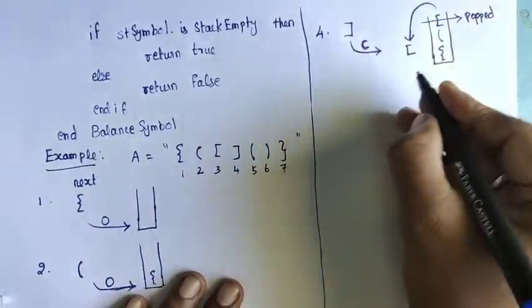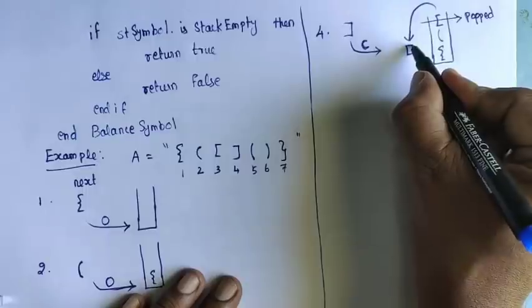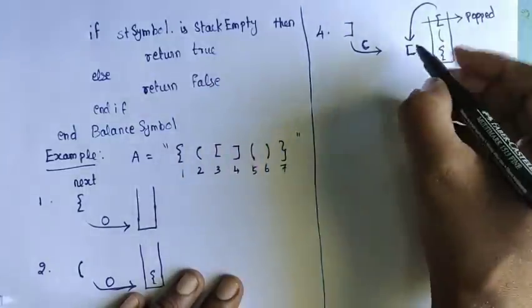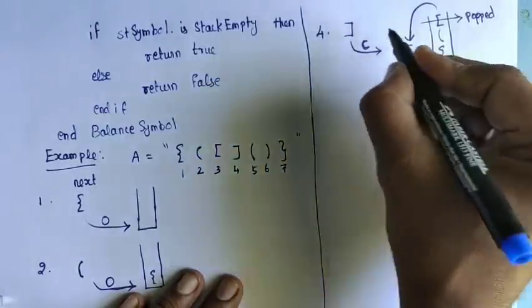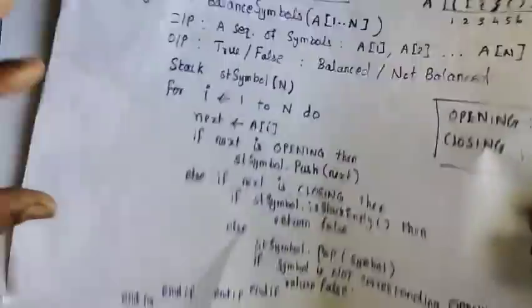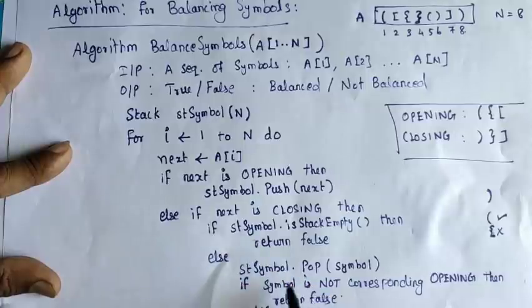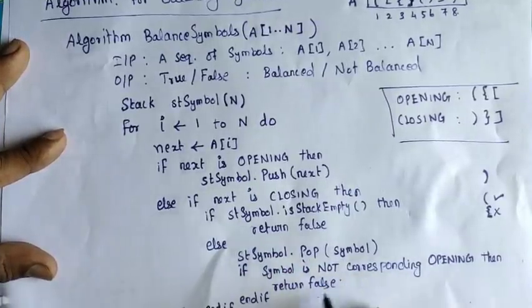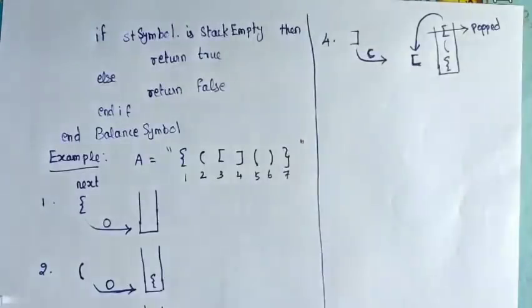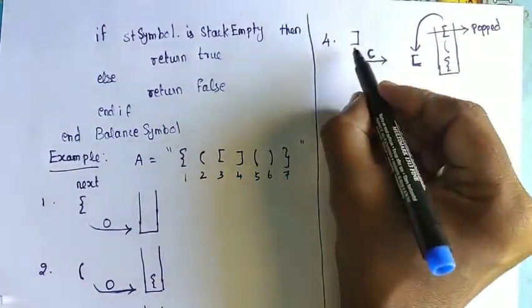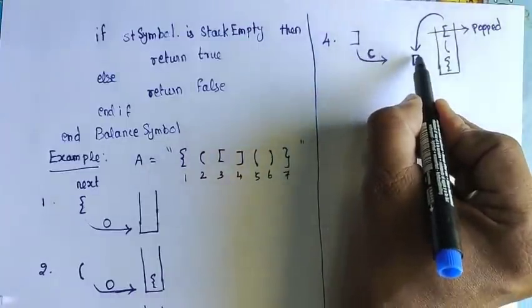Popped element. So what is the corresponding closing symbol, and this is the opening symbol. The algorithm here is: if the next symbol is a closing one, and the popped element is not the corresponding opening symbol, we have to return false.